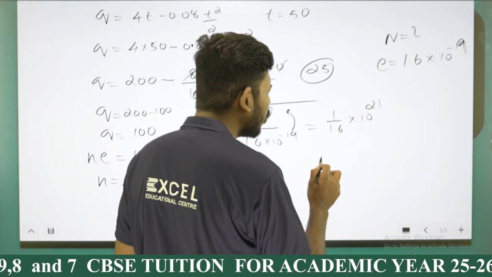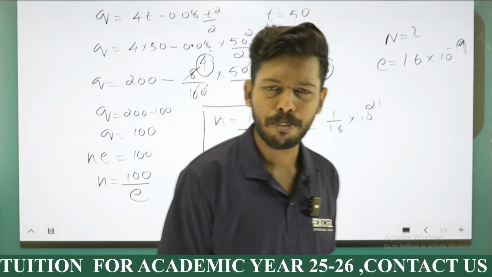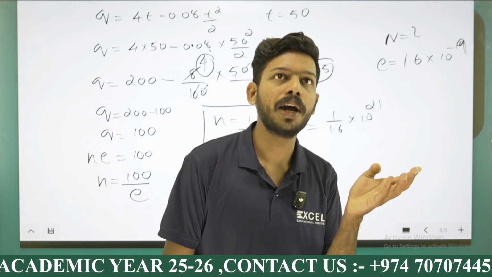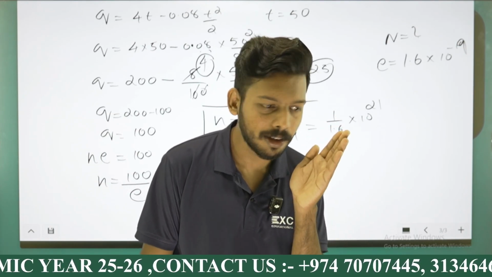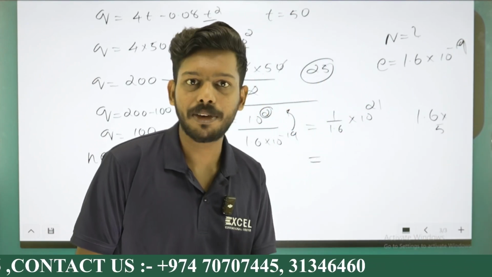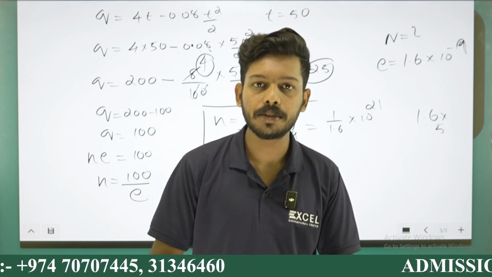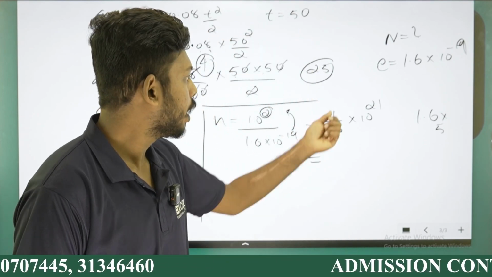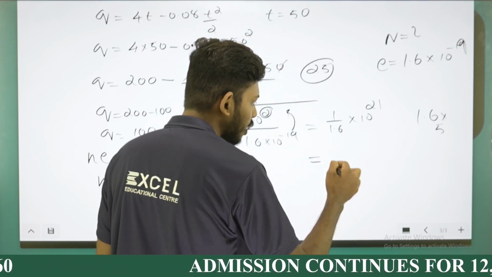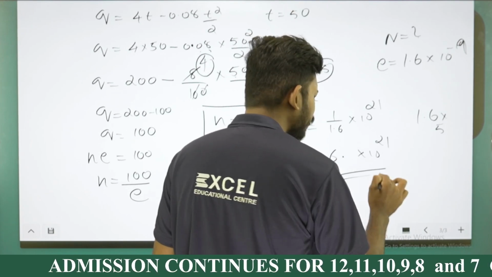You have to know an approximate reading, not the exact value. What is 1 by 1.6? If I multiply 1.6 with 5, you have to multiply 16 with 5. That's not enough; you have to reach the term 10, so you have to multiply with 6. The value will be 6 point something into 10 raised to 21. That's the accuracy you need.